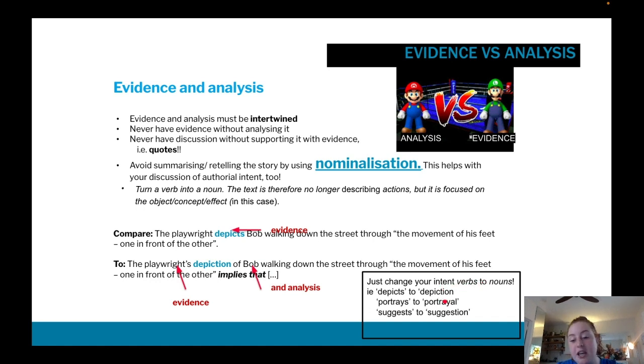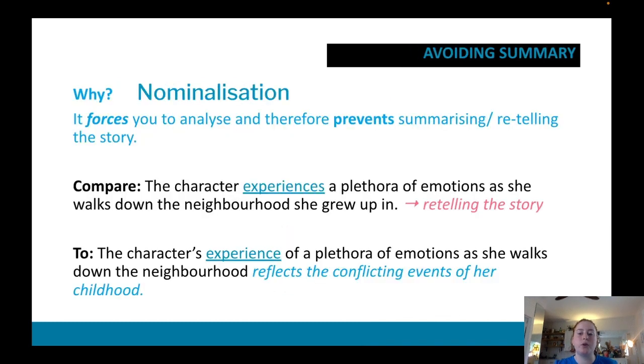So instead of depicts, depiction, portrays, portrayal, suggests, suggestion. The only one I can't work out is highlights. Highlightion. That's not a word. But there are plenty of other verbs for you to use. Instead of the author presents, the author's presentation of. That's how it rolls. Okay? So nominalization forces us to analyze and prevents summarizing and retelling the story. By connecting evidence with analysis, it gives us the opportunity to show the examiner what we actually know and our actual skills of analysis here.